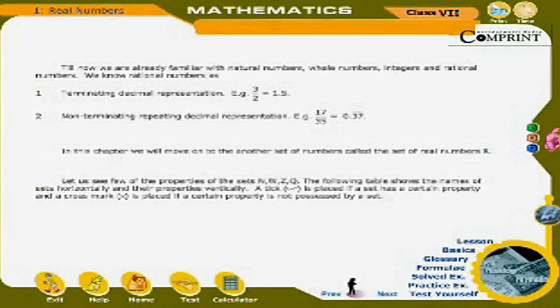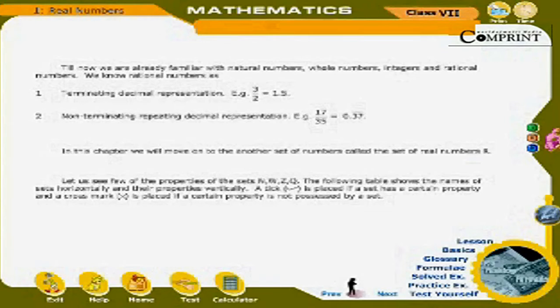Chapter 1: Real Numbers. Till now, we are already familiar with natural numbers, whole numbers, integers, and rational numbers. We know rational numbers as 1. Terminating decimal representation. For example, 3 upon 2 is equal to 1.5. 2. Non-terminating repeating decimal representation. For example, 17 upon 35 is equal to 0.37 (repeating). In this chapter, we will move on to another set of numbers called the set of real numbers, R.